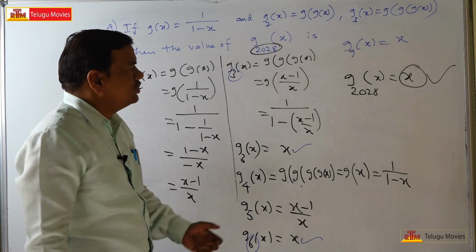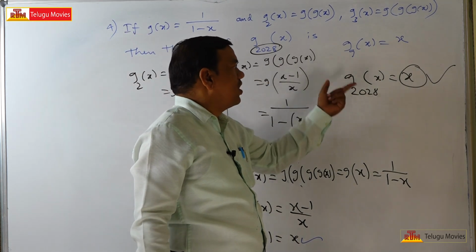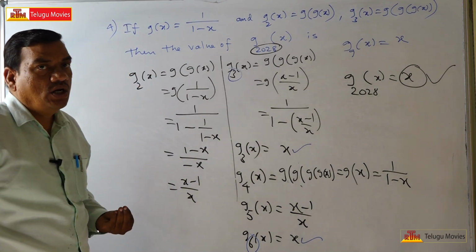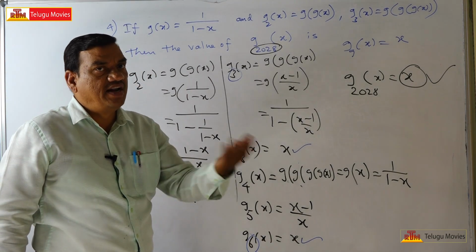Okay? So 2028 is also a multiple of 3. Therefore you will get the answer x. Okay. I hope that you understand this solution. Let us go for the next problem.